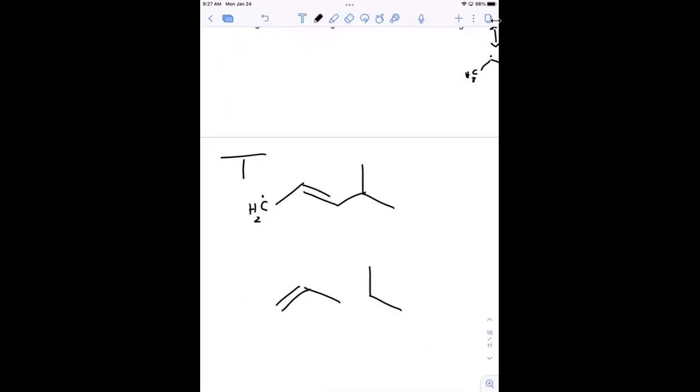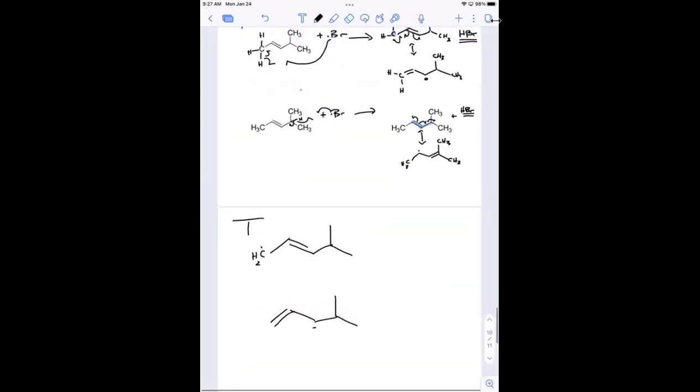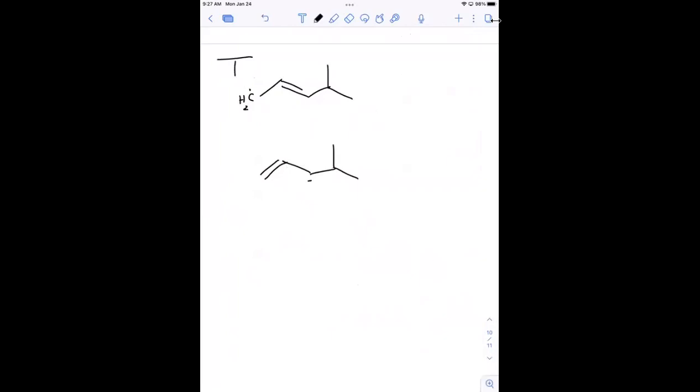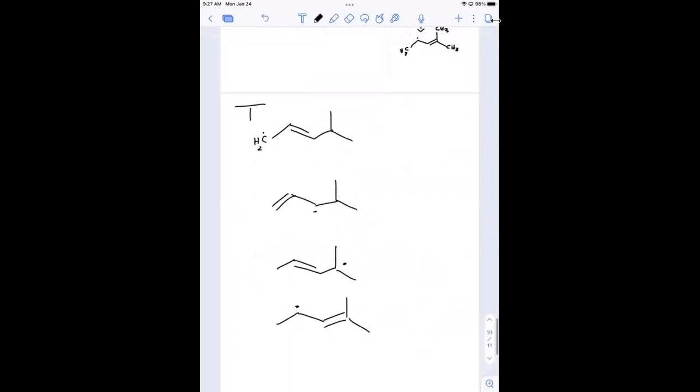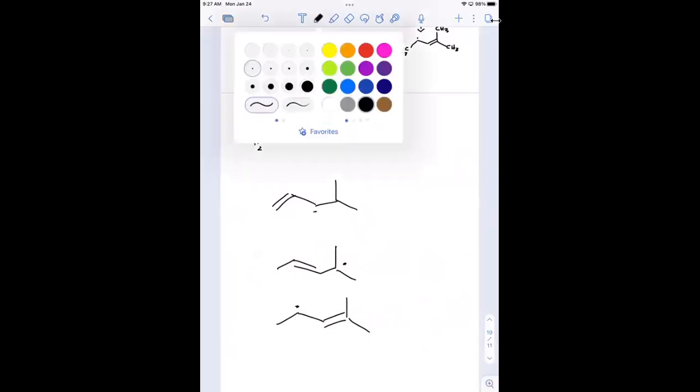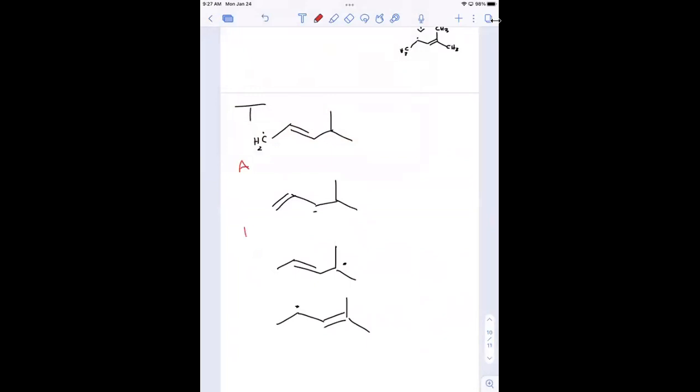Like that. We had a radical here, and for the other one, we had a radical here, and one here. Is that right? Yes. Let's label them. We'll call these A, B, C, and D.